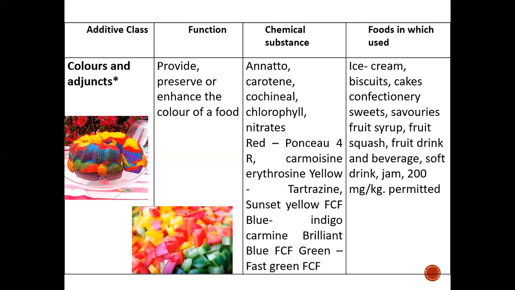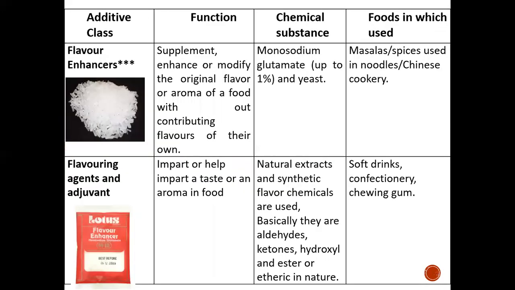Now, foods in which we use a lot of different colors, like confectionery, cake, sweet, savory, fruit syrup, different juices, etc. Sometimes the maximum permitted limit is like 200 mg per kg. That is the amount of color which is permitted. The next one is flavor enhancers. Flavor enhancers improve the flavor or the aroma of the food, so that the food is smelling really good and tasting really good.